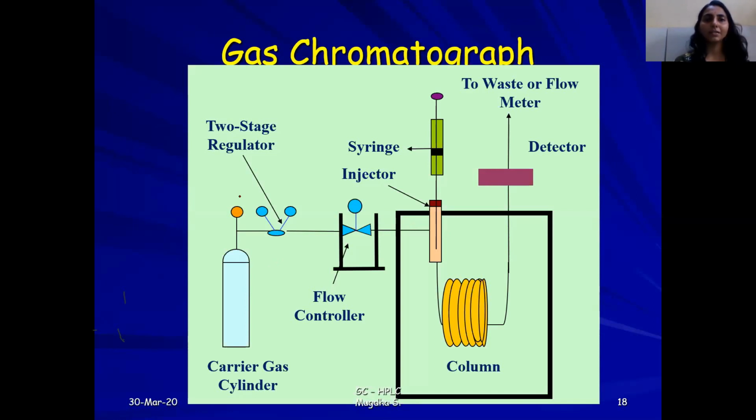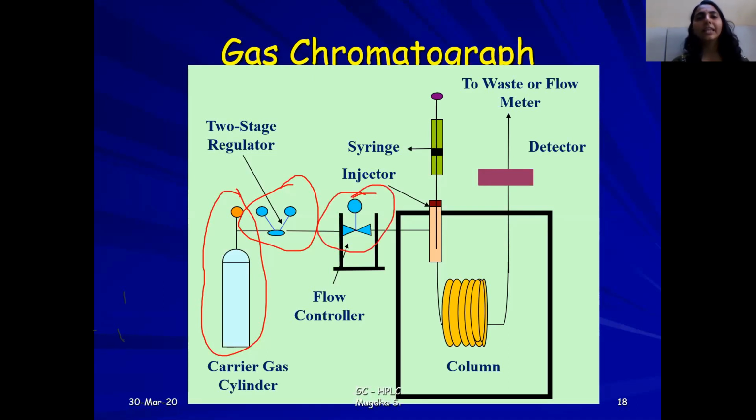So what you have here is, first you have your carrier gas cylinder. Then you have a pressure regulator, and this one is a flow regulator. Then you have a syringe which is going to input the sample into your chromatographic column. This is a syringe, this is the injector port through which the sample will enter into the column. This is your actual column, and then it will move on to the detector.